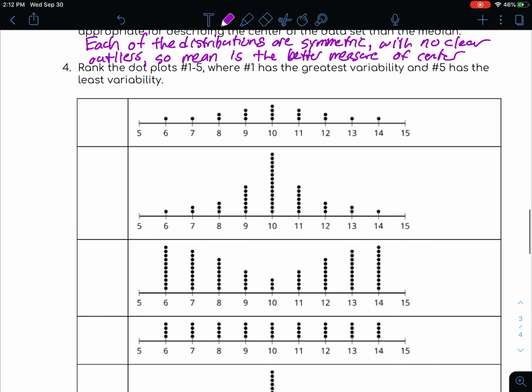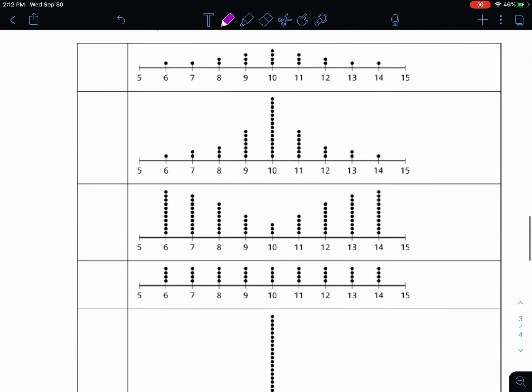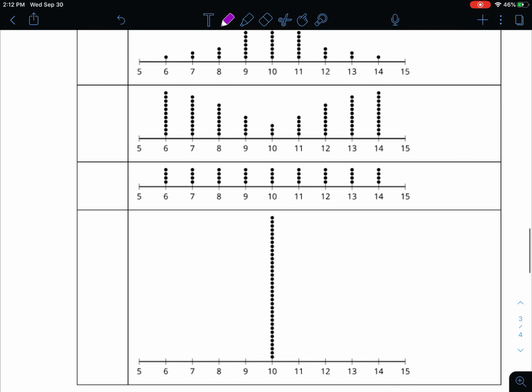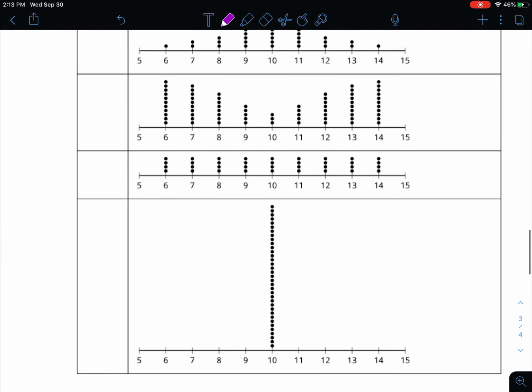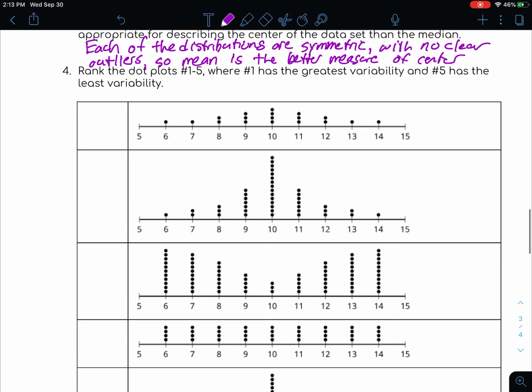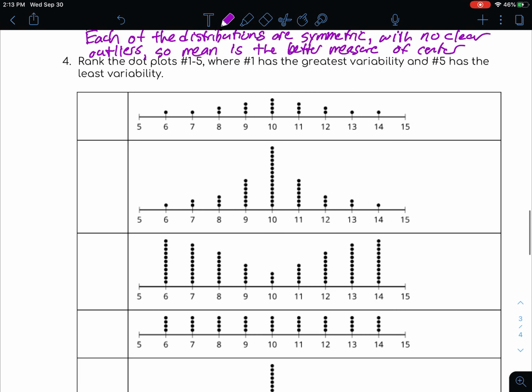Okay, so let's look at these and see, from greatest variability to the least variability. Unfortunately we don't have something like an IQR here to be able to really tell. So let's just kind of see here. All right, so variability means a lot of spread. So think about the ones that have the least spread versus the most spread. This one's a little bit harder to figure out.